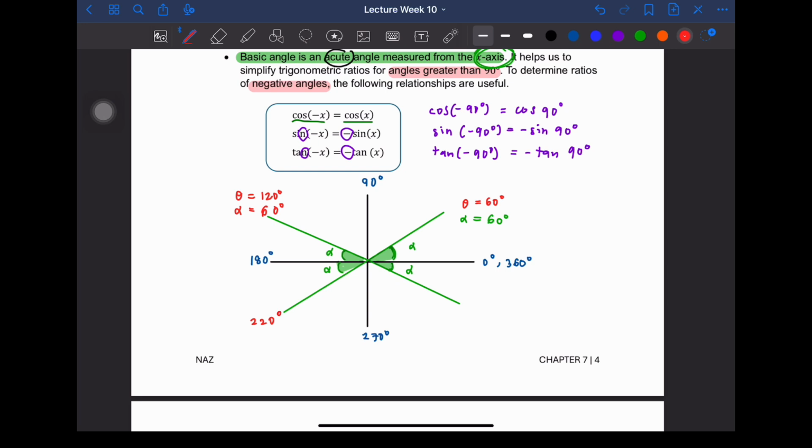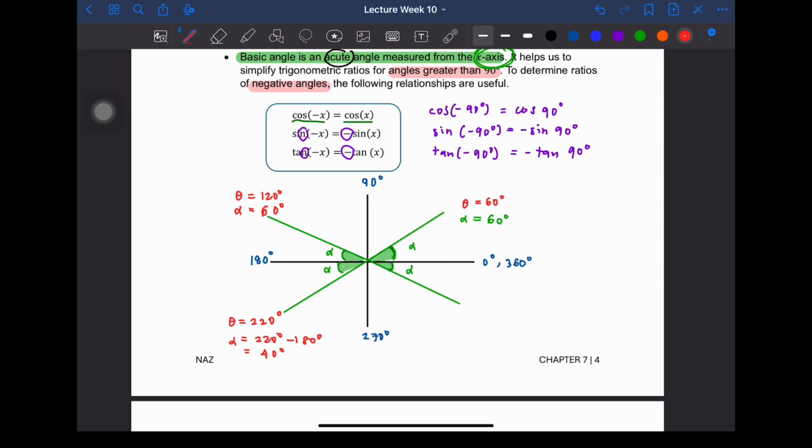So 220 dia dah lebih besar daripada 180 before 270. So dia dekat sini lah. Okay, so this is our theta given. So theta equal to 220. So theta we know that it's from here pergi sampai sini. So this is 220. So macam mana kita nak cari alpha yang duduk dekat sini? Okay, so macam mana kita nak cari dia? Senang sahaja, kita tolakkan dia dengan 180.